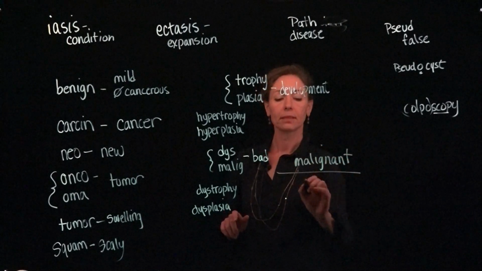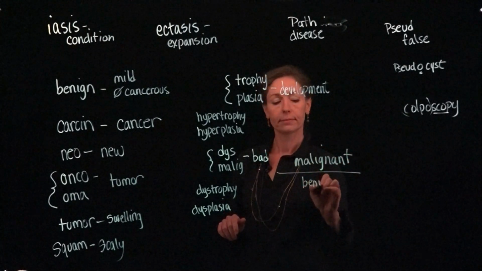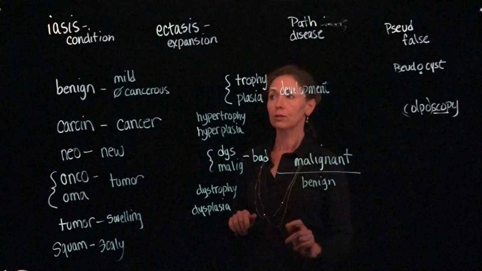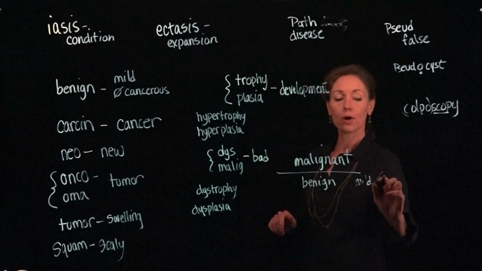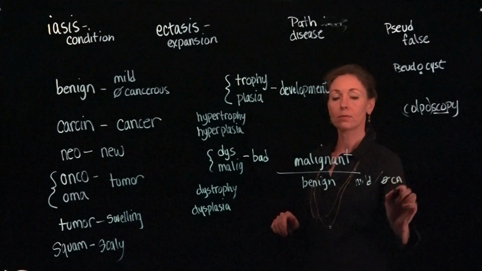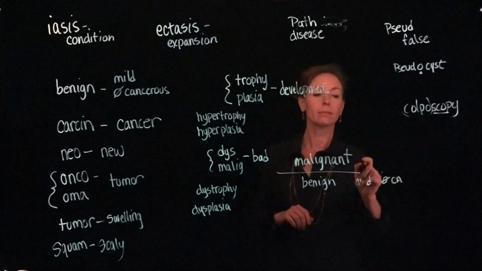Malignant is the opposite of benign. So if benign is mild, no cancer, what's malignant? Malignant means there is cancer.